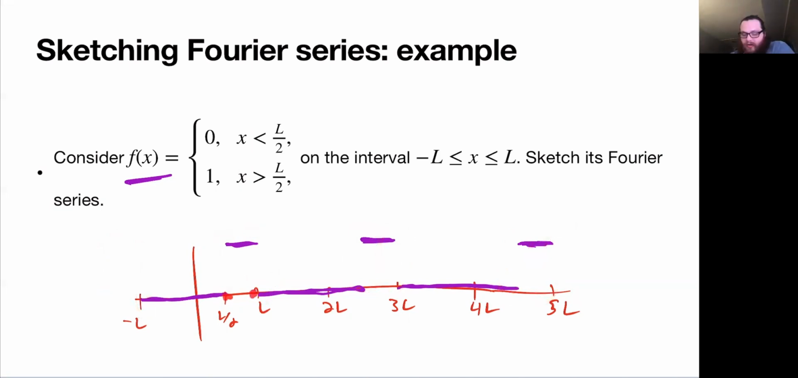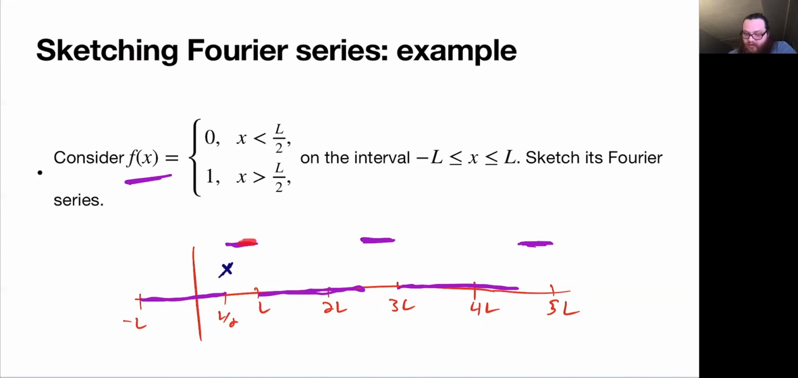So we figured out where the jump discontinuities are. Now we need to figure out what the value is there. But as we've been saying, the value at these jump discontinuities is going to be the average of the left and right limits. So here, the left limit is 0, and the right limit is 1. So the value at that jump discontinuity of the Fourier series is going to be 1/2.